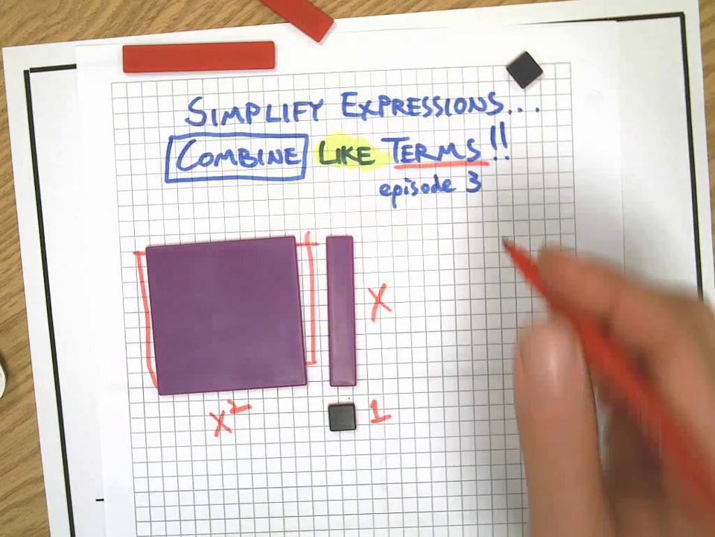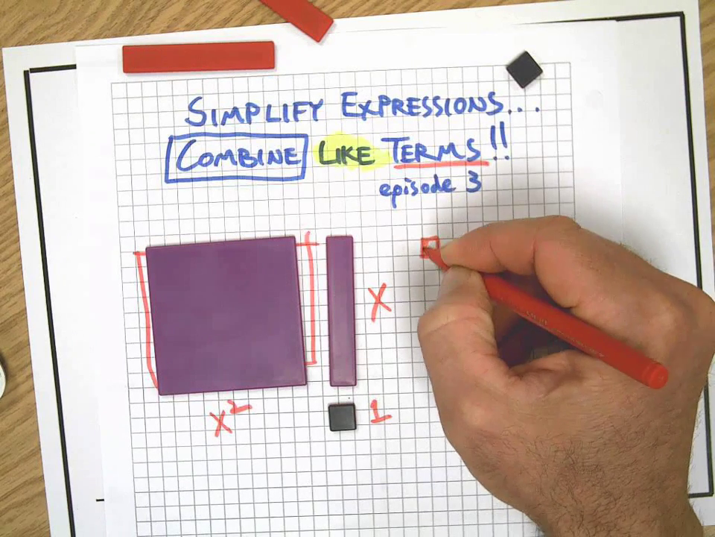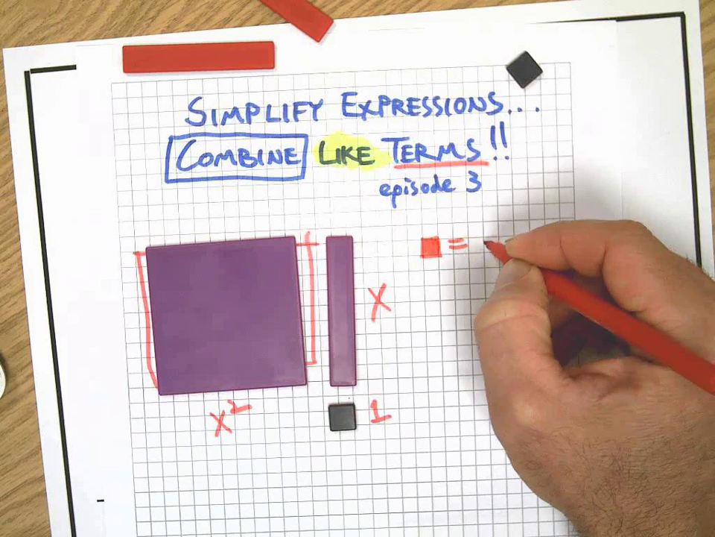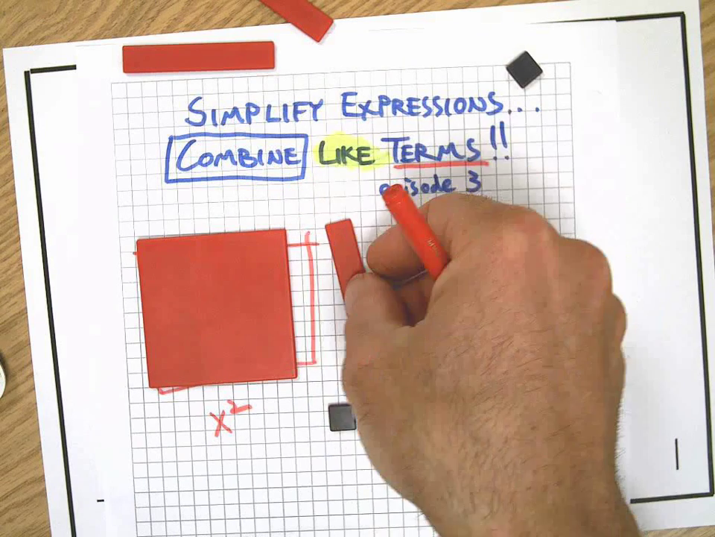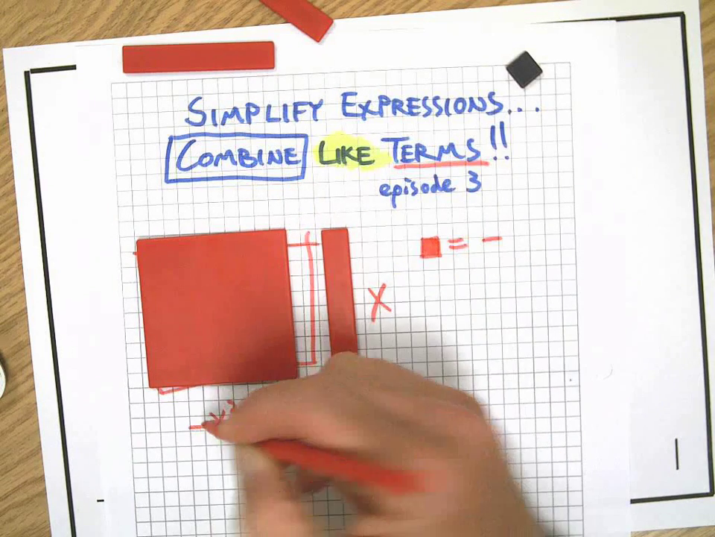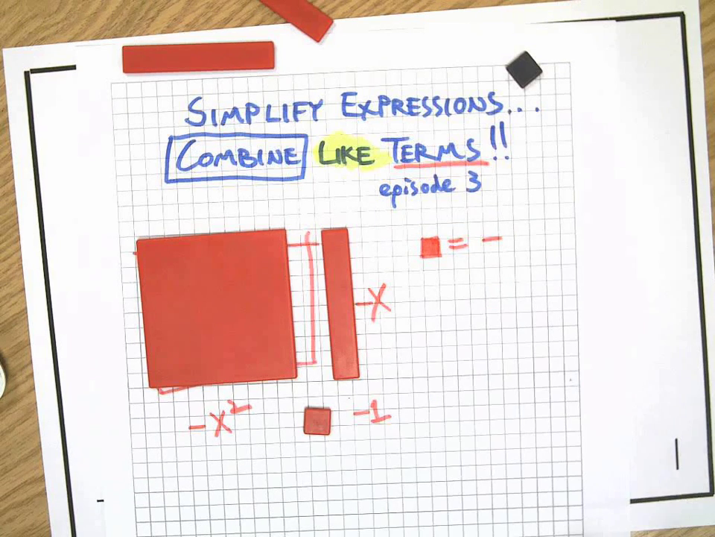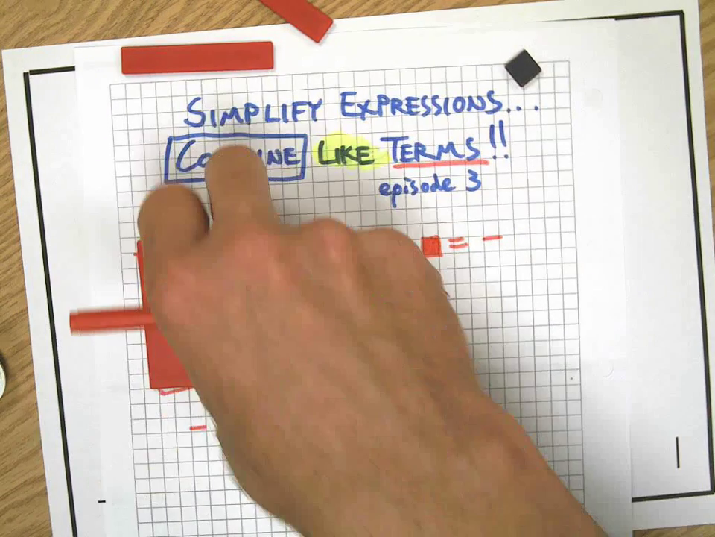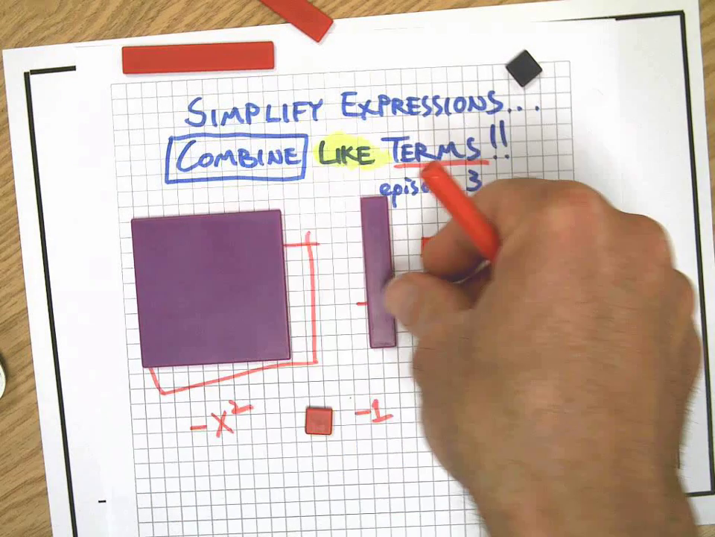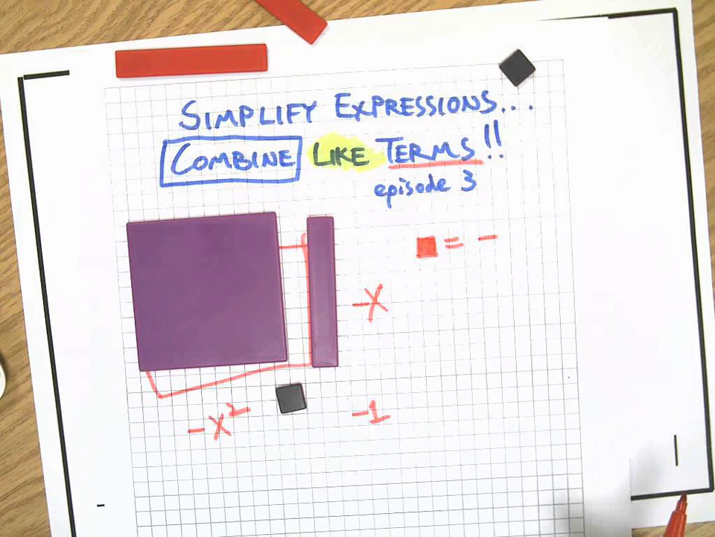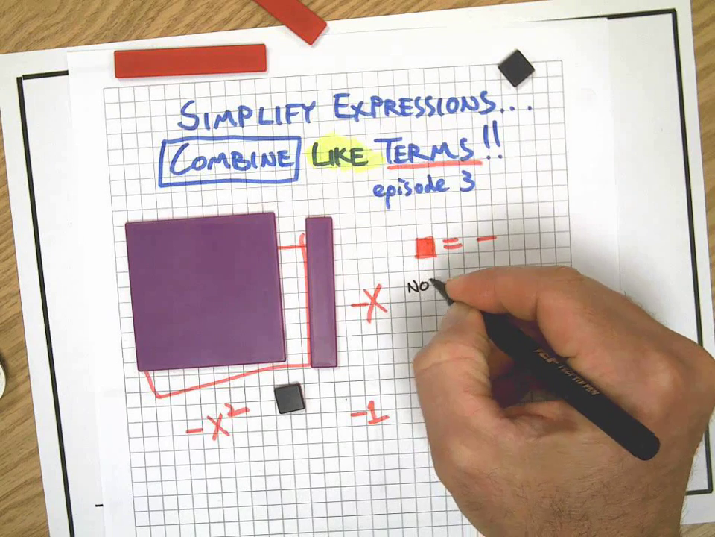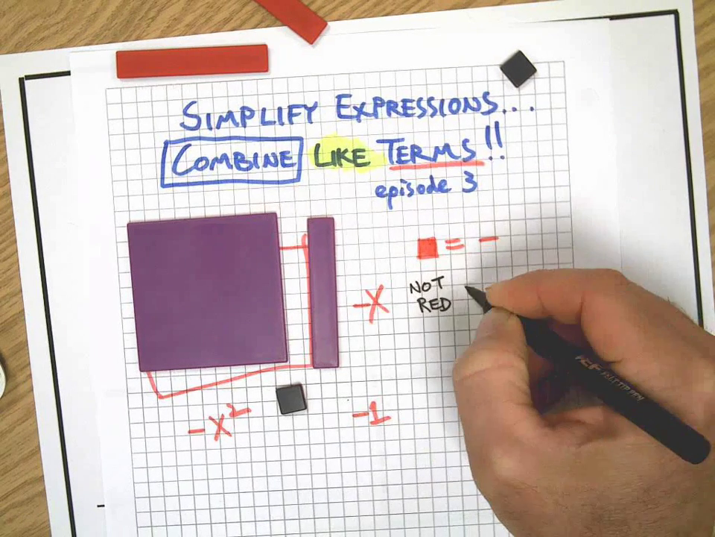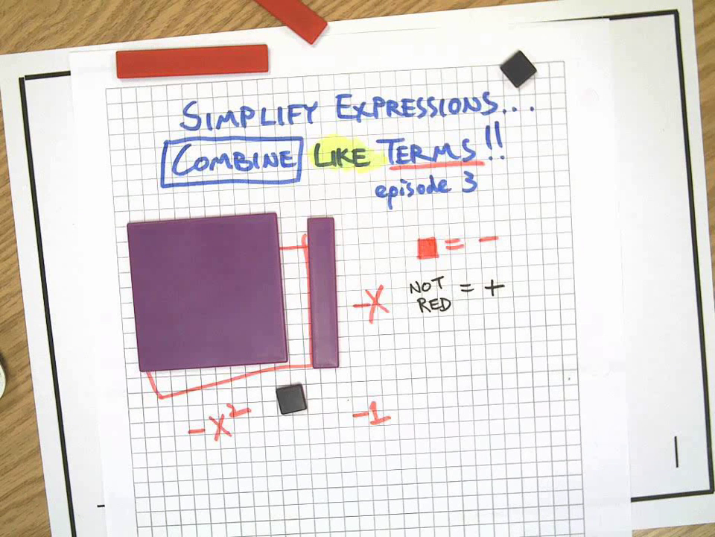Now on the red side of these things, when they're red, they are negative. So if I flip these over to the red side, now I've got negative x squared, negative x, and negative 1. Notice the not red side. We've got different colors available here, but the point is they're not red. So our little legend: not red equals positive.